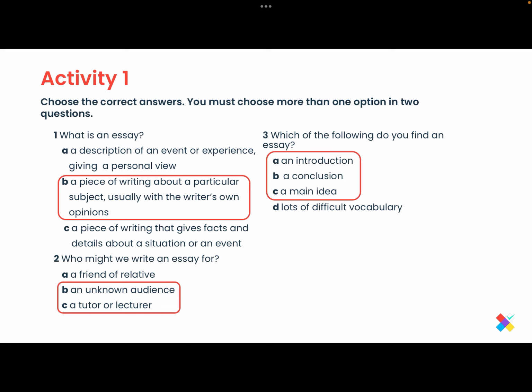And if so, when was that? Was it in school, in college? Who was it for? What about?